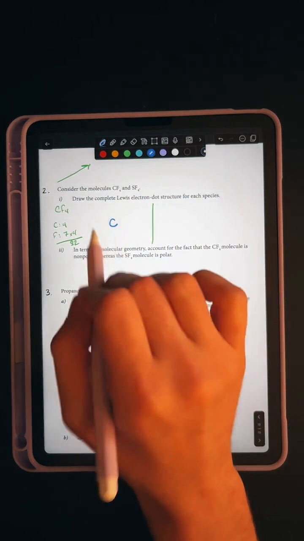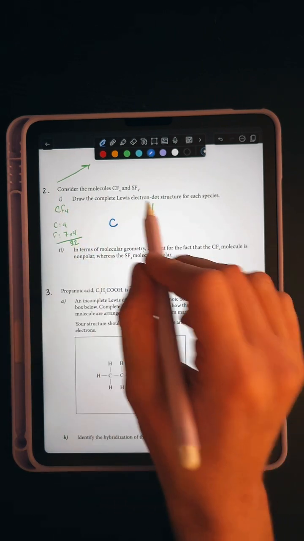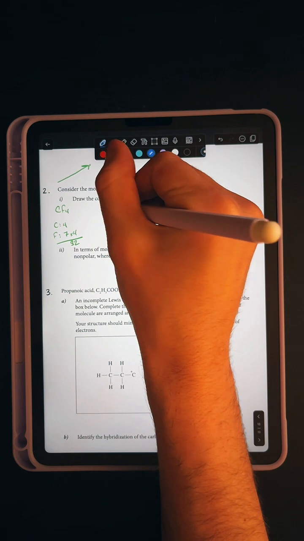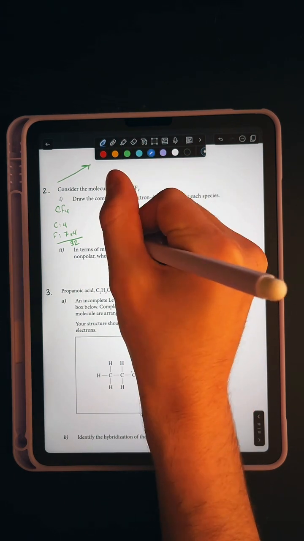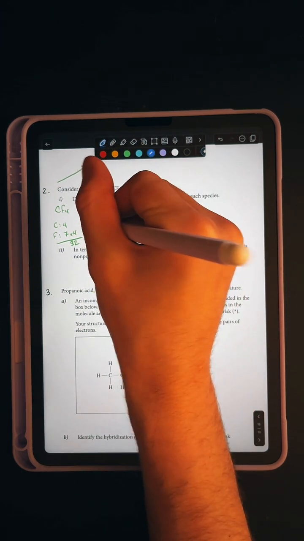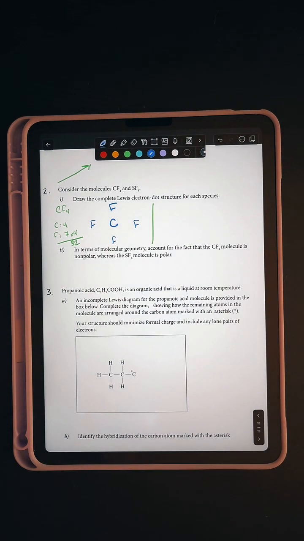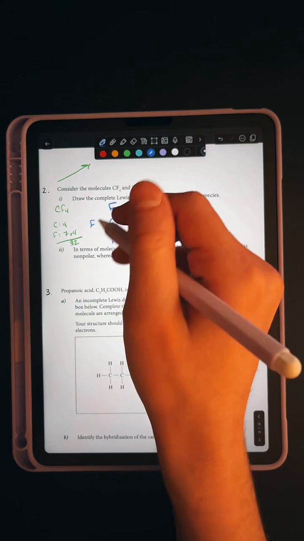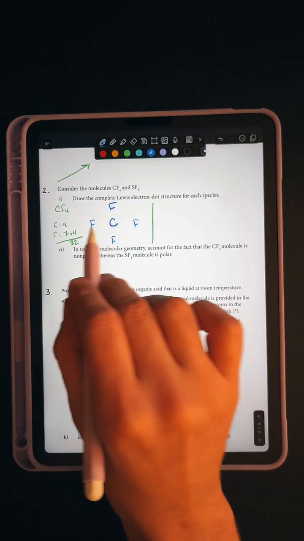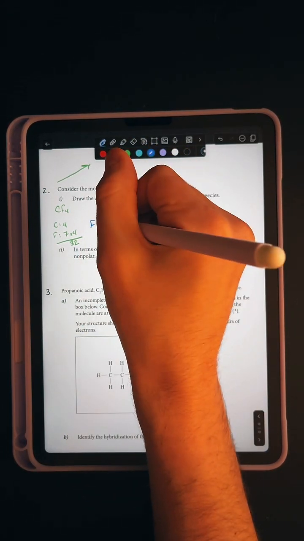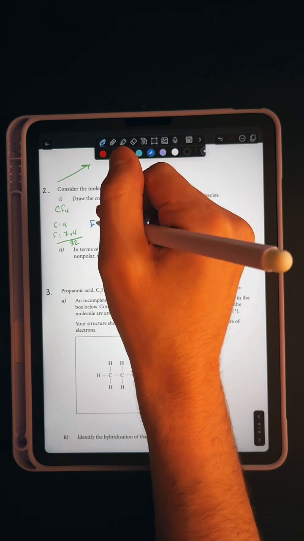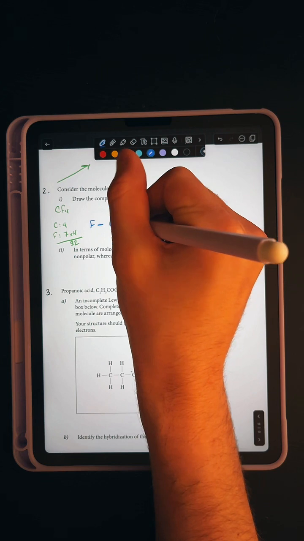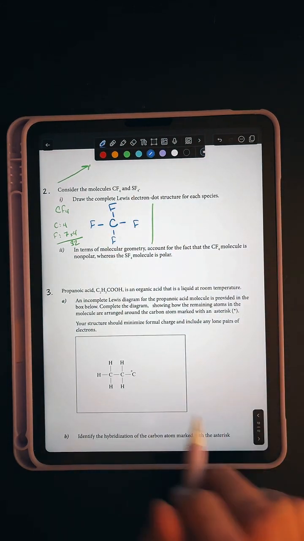Now that we figured out our center atom, we go ahead and draw in the rest of the outer atoms around our center atom. So we have 4 fluorines to put around our Lewis dot structure. I'm using Notability. Then we connect all of our outer atoms to our center atom with a bond. 1, 2, 3, and 4.